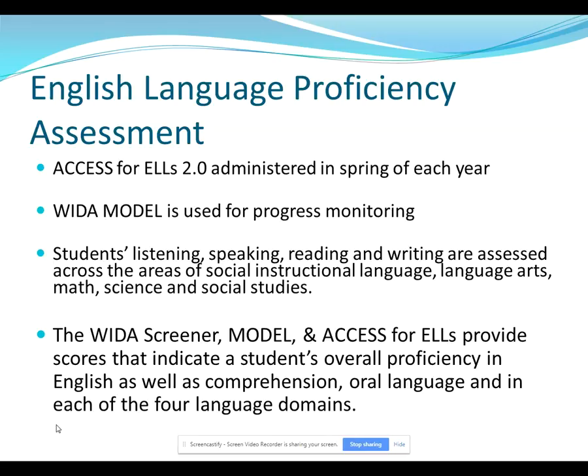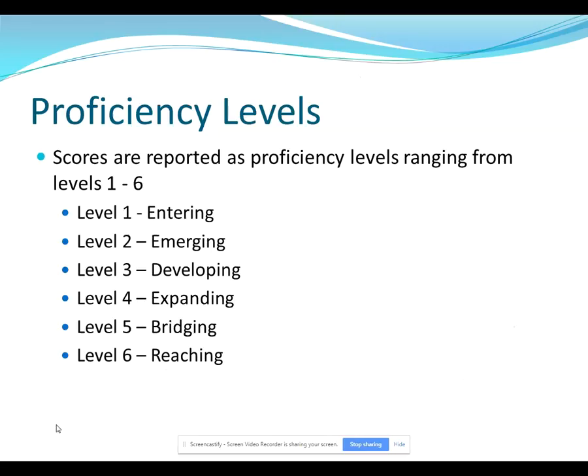The WIDA screener model and Access for ELLs provide scores that indicate a student's overall proficiency in English, as well as a comprehension result, an oral language result, and then a score in each of the 4 language domains. Therefore, this allows teachers to see areas of strength, particular language domains where students have demonstrated higher levels of proficiency and or areas of lower language proficiency, so that we recognize further instructional accommodations and strategies that need to be used, as well as areas that students are developing more quickly in their language acquisition.